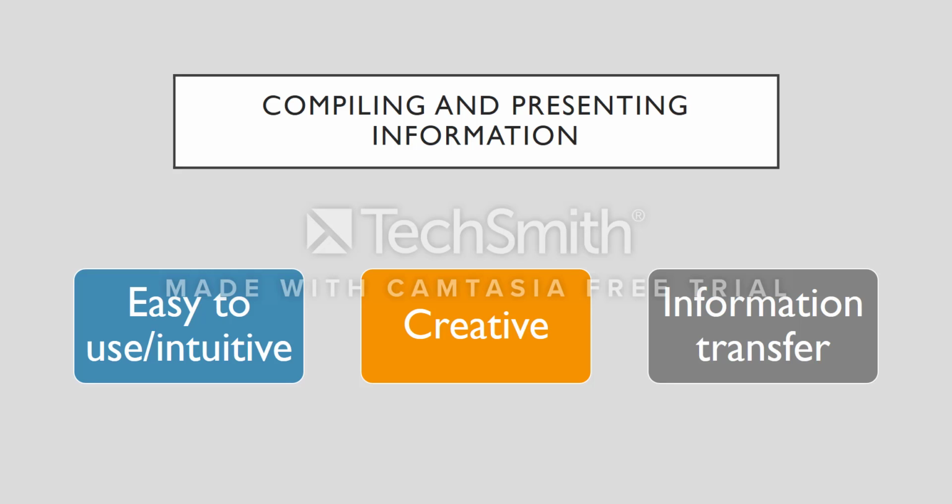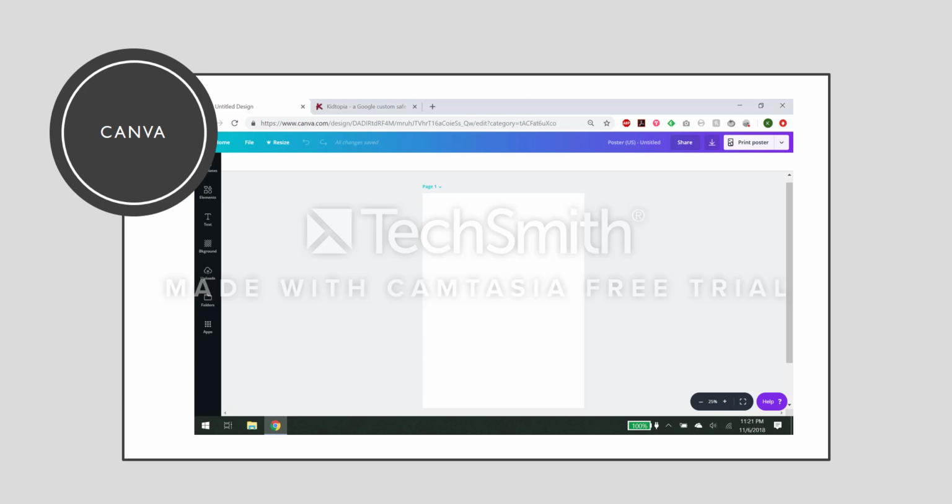So once they have all the information that they need, we need to find somewhere where they can compile and present this information to their peers. We want it to be relatively easy to use and intuitive so that it's not a whole second project to figure out the software or program that they're using. And we want it to be creative. We want these kids to be able to work in a way that is fun and engaging for them. And we want it to be a good source of information transfer. So we want anyone looking at the final product to be able to see all the information clearly.